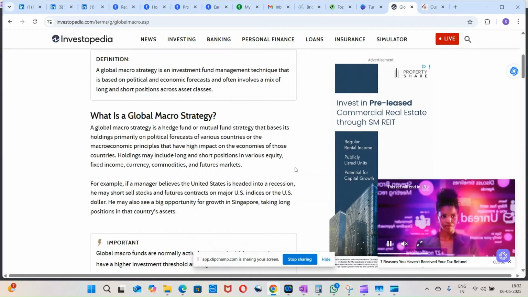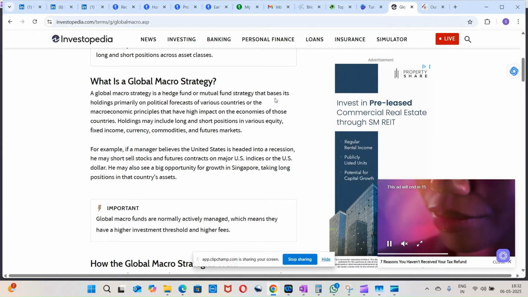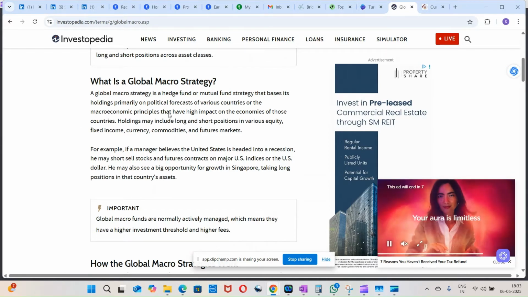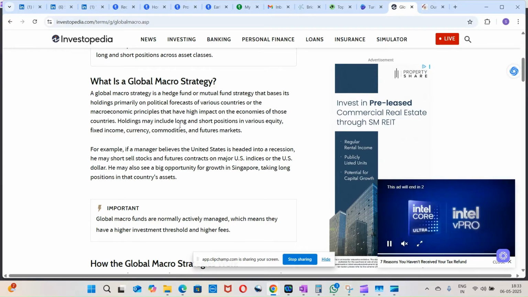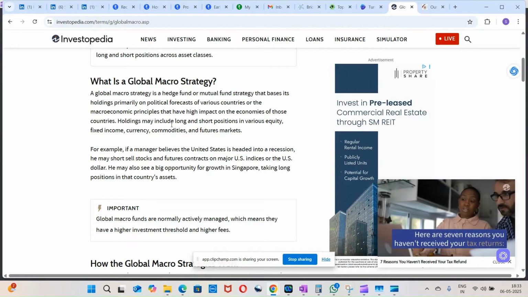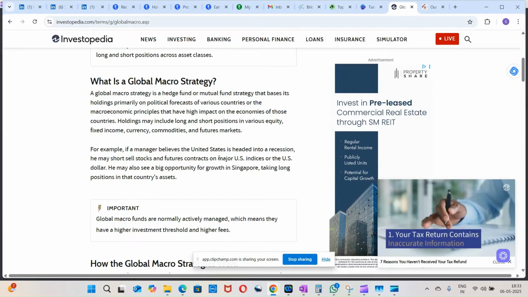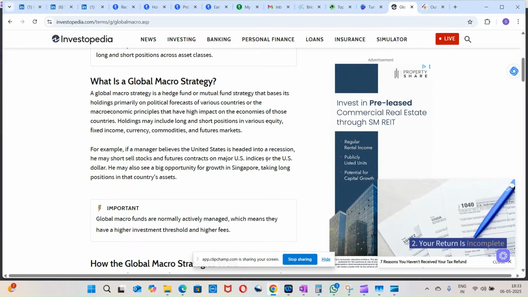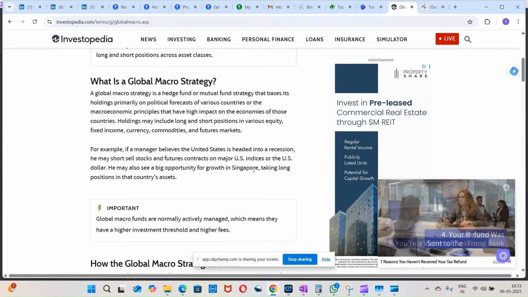This strategy is deployed by hedge funds, and positions are taken based on political forecasts of various countries and macroeconomic principles impacting the economies of those countries. The positions include long and short positions in equity, fixed income, currency, commodities, and futures markets. For example, if the hedge fund manager believes that the US is headed into a recession, he may short sell stocks and future contracts on major US indices and the US dollar. And if he sees a good opportunity for growth in Singapore, he'll take a long position in that country's assets.